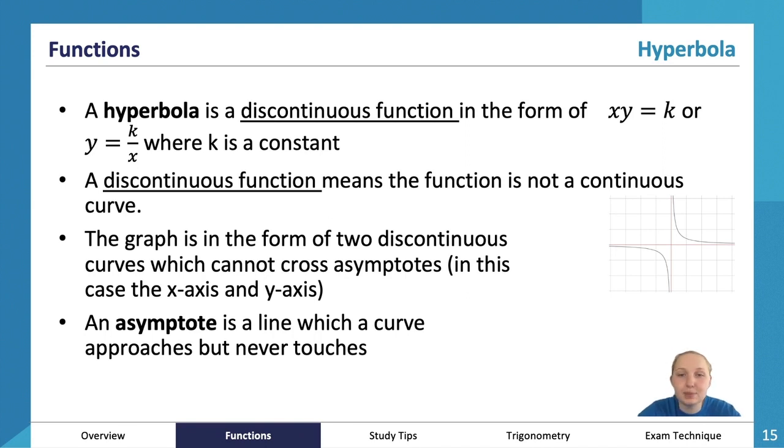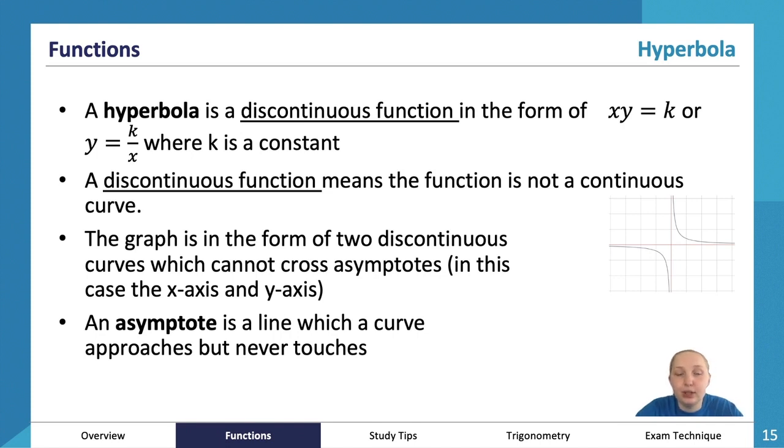Now, these equations may look a little familiar, xy equals k or y equals k on x, if you remember doing inverse variation. These do look like the equations for inverse variation as well. So discontinuous function means your function is not a continuous curve. There are at least two segments to it. Some graphs will have more.